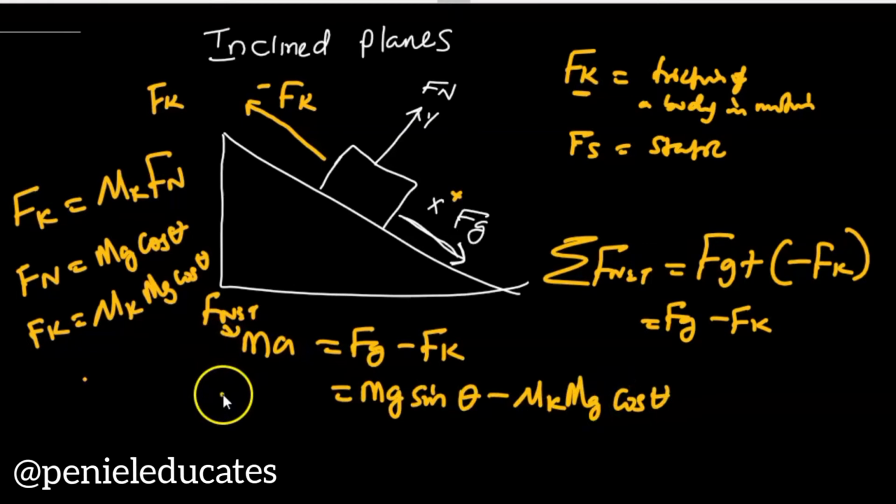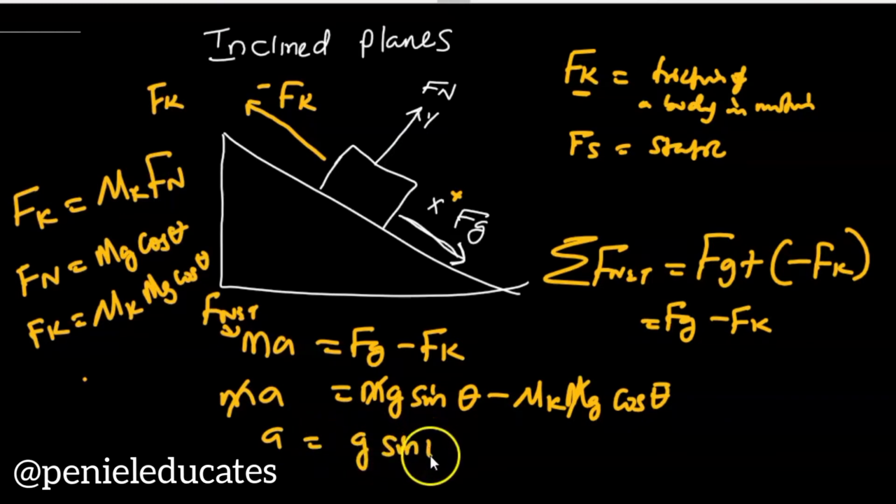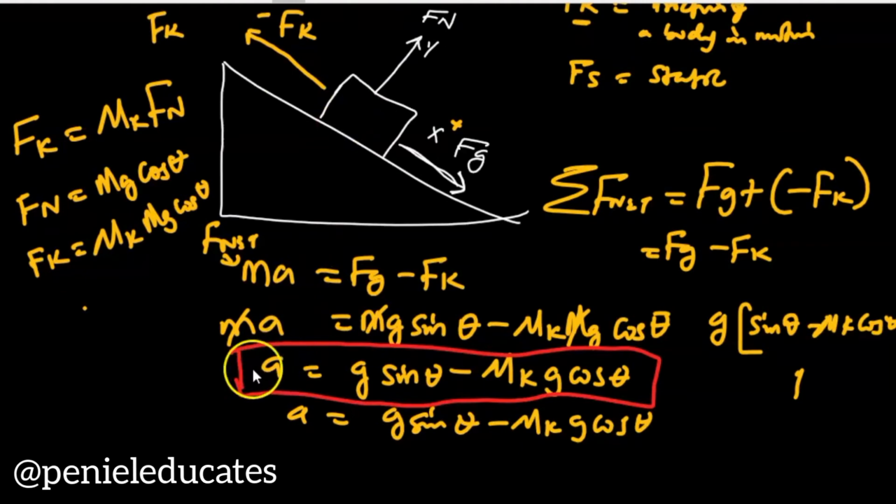All right, so ma is this. If you substitute m out, you can actually cancel that. M cancels, m cancels. So I have a, which is equal to g sine theta minus mu k g cos theta. All right, so that's the formula we need to take notes. This particular one, we need to take notes while we're calculating the body moving down the plane with friction.